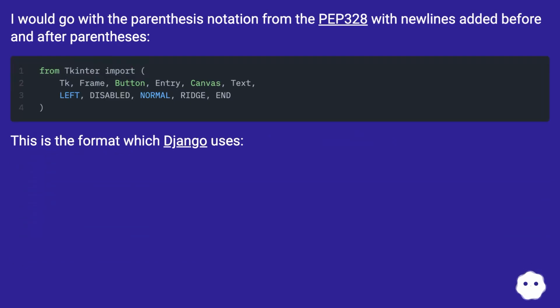I would go with the parenthesis notation from the PEP 328 with new lines added before and after parentheses. This is the format which Django uses.